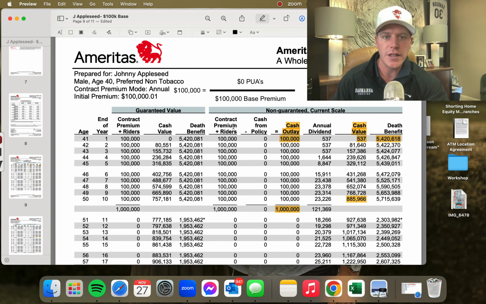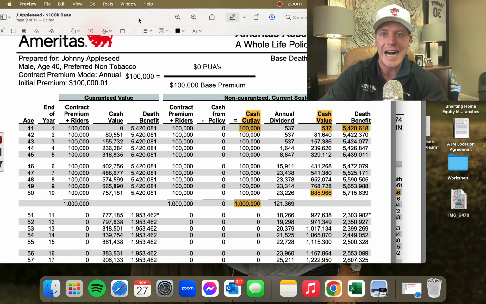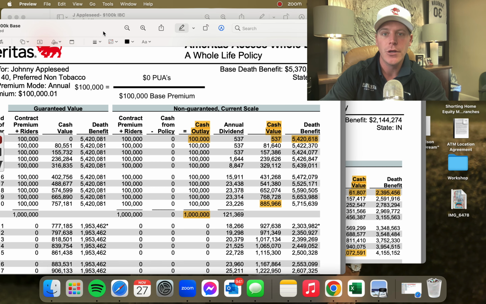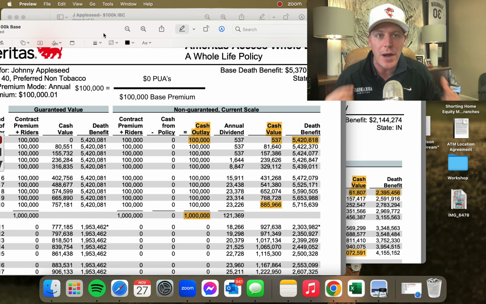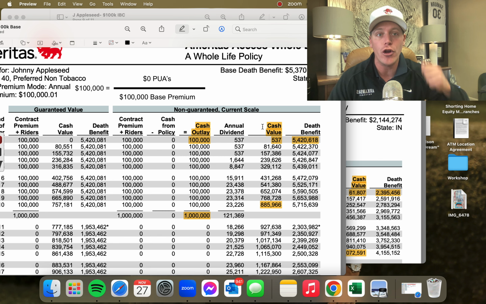So first, there's a lot of numbers on this screen, but I really want to focus on these highlighted columns, okay? So you can see here, this is not a policy built for cash value. What I want you to look at here is this column of cash outlay and cash value. Your cash outlay are your deposits. If you're making a $100,000 deposit, now this could be 100,000, it could be a million, it could be 10,000. It doesn't matter. The ratios are going to be the same.